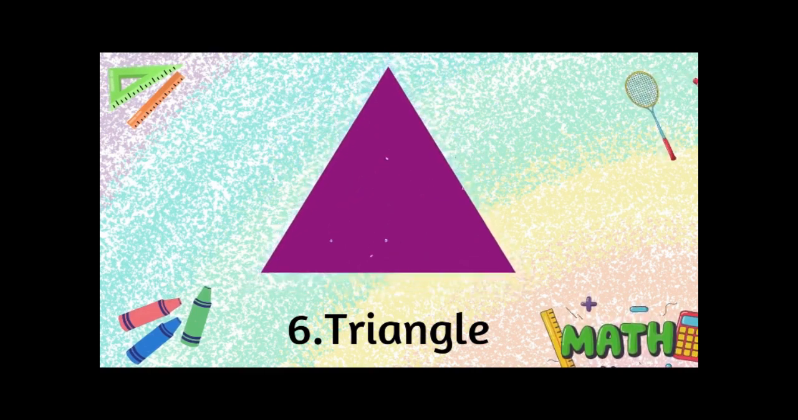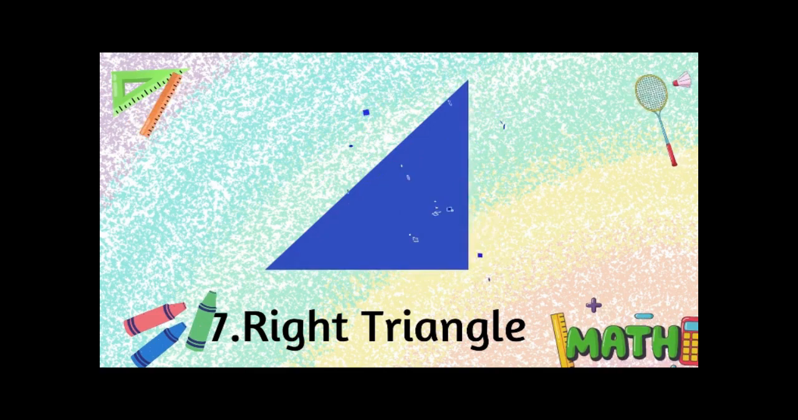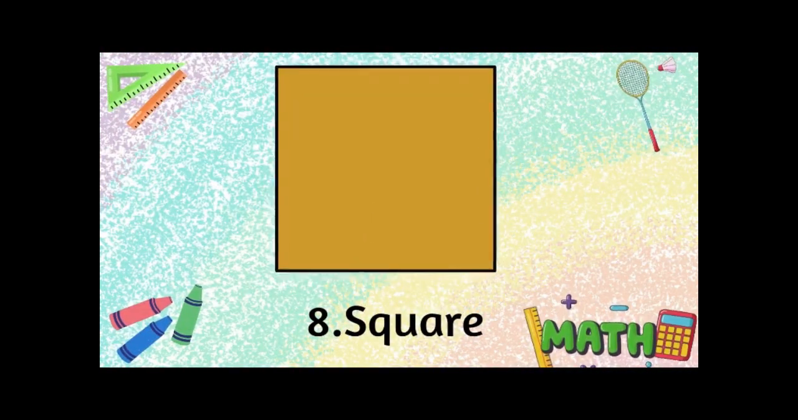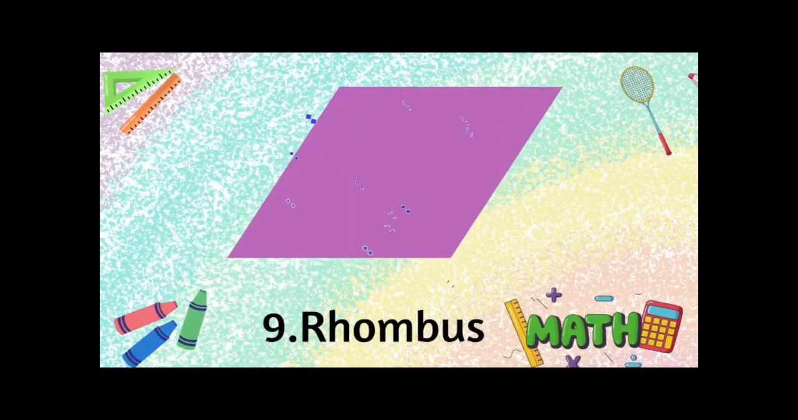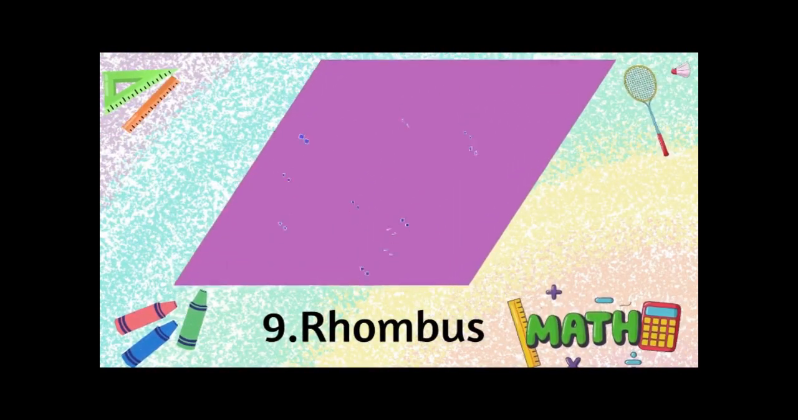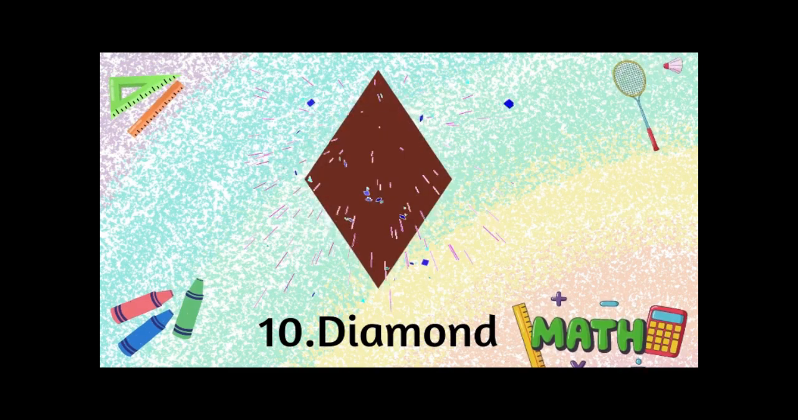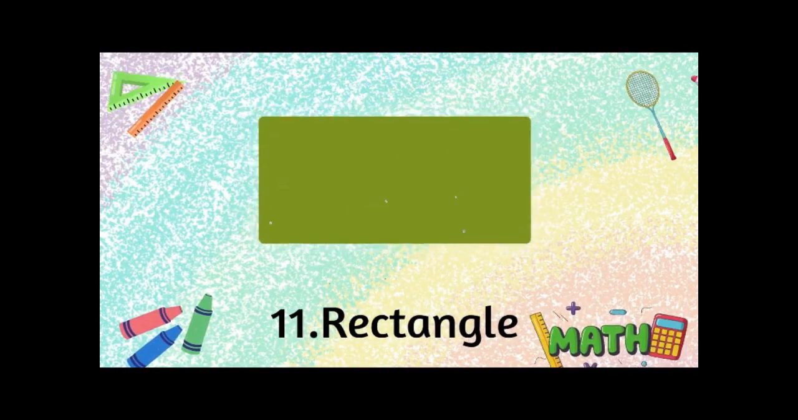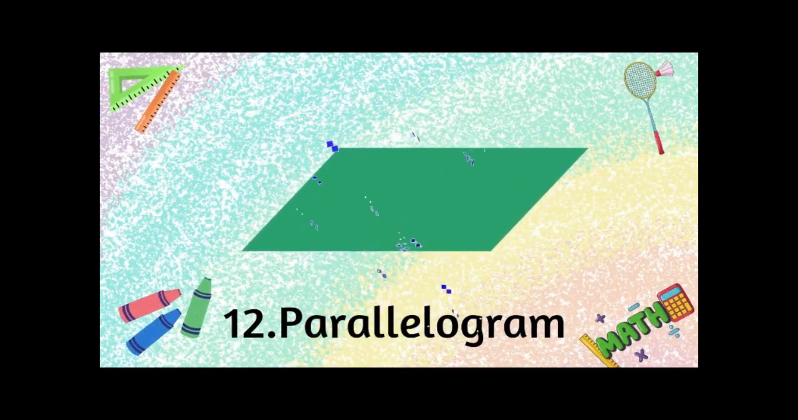Triangle. We are shapes. Yes, we are shapes. Right triangle. Triangle, rectangle, circle, oval, square. Rhombus. I'm a circle, round and round. Round diamond. Rectangle. And parallelogram. Round and round I am.